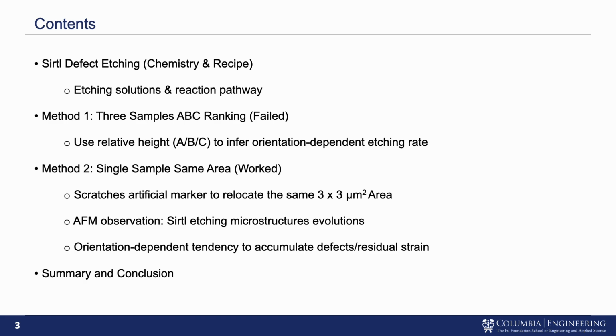Next, I'll focus on a single-sample same-area method, which uses artificial scratches as markers to relocate the same 3x3 micrometer region during sequential etching. Using AFM, this approach allows us to track microstructural evolution during Secco etching and reveals an orientation-dependent tendency to accumulate defects and residual strain. Finally, I'll summarize the key findings and conclusions.